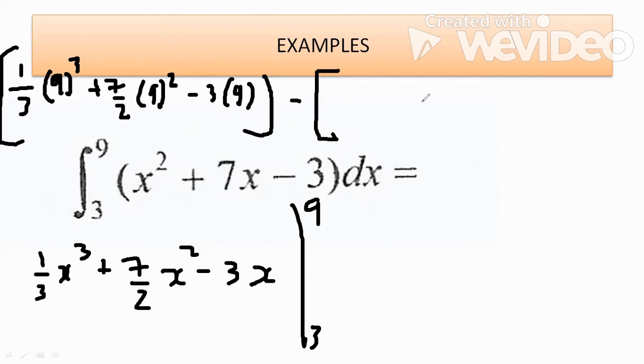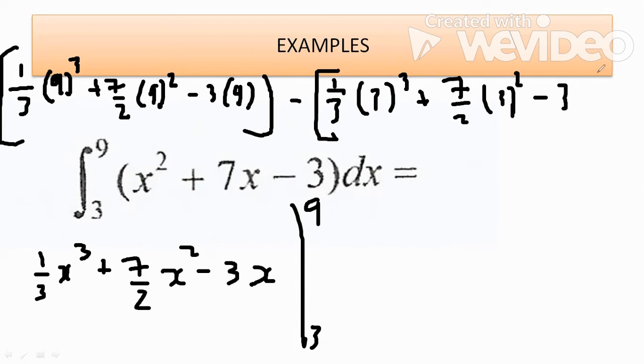Then now we're going to subtract that now. Inputting 3 in the same expressions, we have a third, we have 3 cubed plus 7 over 2, 3 squared, subtract 3 times 3. All right, okay, so this looks real messy. So now 9 to the third, let's go over here. 9 to the third power, or 9 times 9 times 9 is 729.